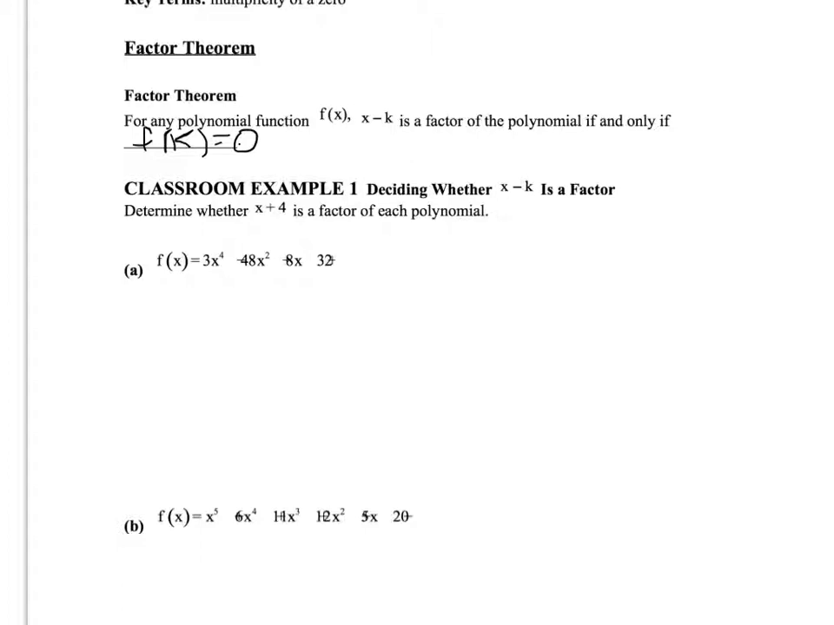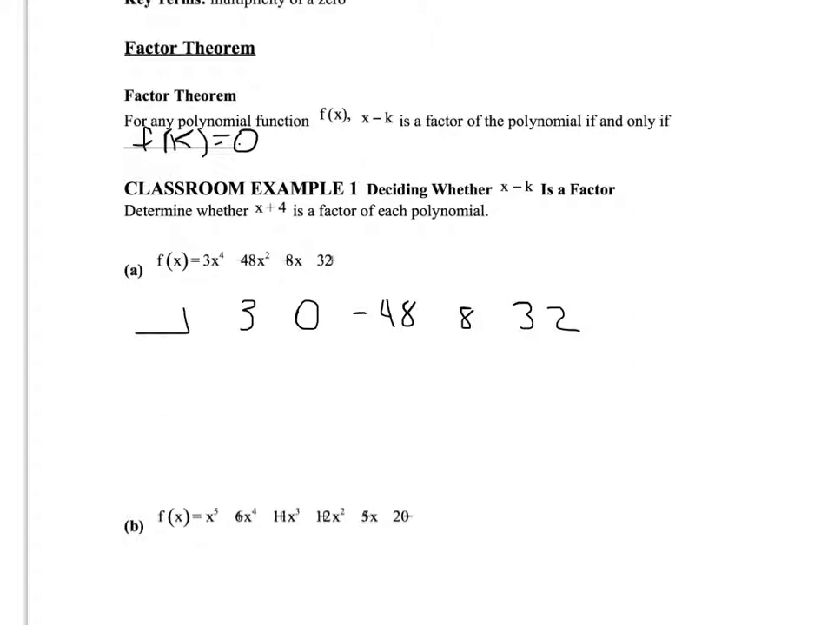So if I write out my row of polynomial coefficients, my first one will be 3. That goes with the x to the fourth. I do not have an x to the third term, therefore I will need to put a 0. X squared has a coefficient of negative 48. The x term has a coefficient of positive 8. And my constant term is a positive 32.